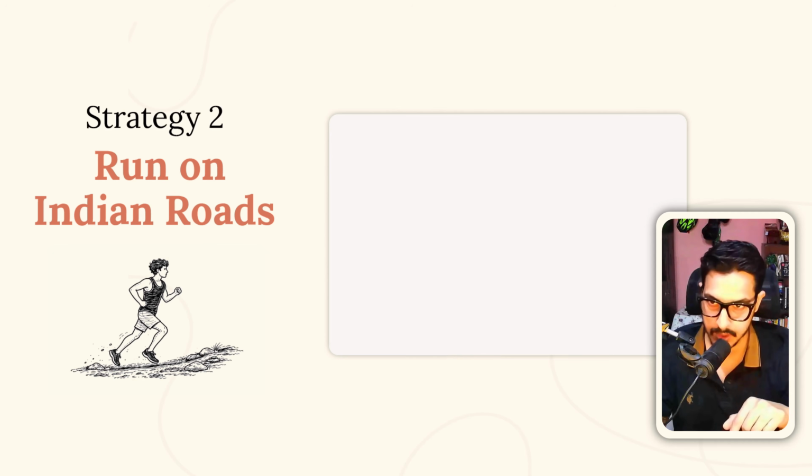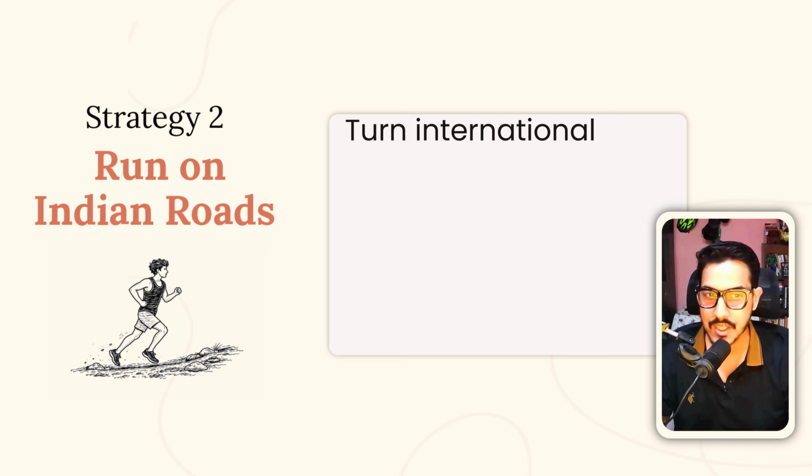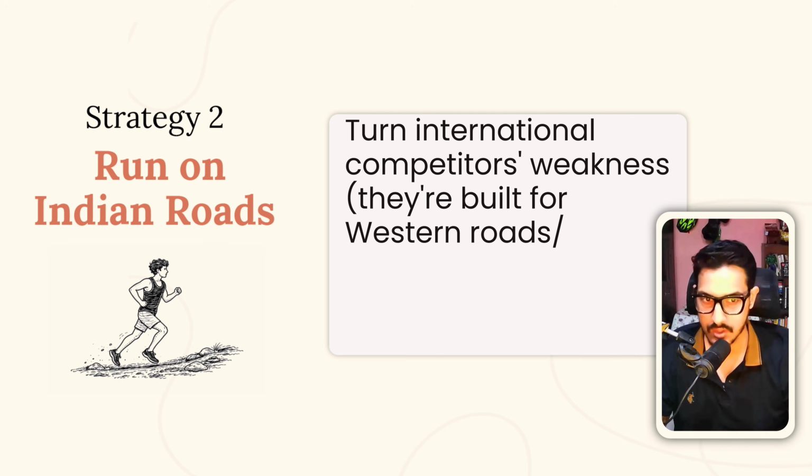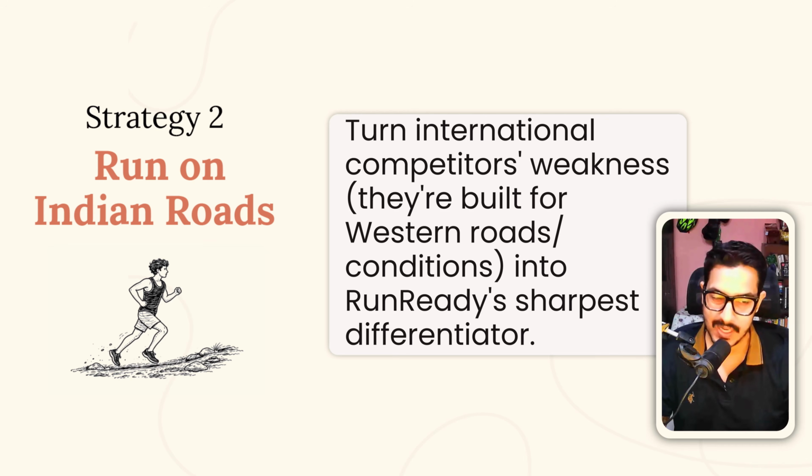Second, I said there's international competition. If we make a content pillar called Run on Indian Roads, and this is what Claude Skills suggested to me, by the way. So, turn international competitors' weakness, they're built for Western roads, into Run Ready's sharpest differentiator. When we say there's a foreign car or an imported car and it's not good for Indian roads because the ground clearance is not enough and there are a lot of potholes, we say it's not good for Indian roads. Similarly, shoes great for Indian roads or Indian terrain. That's a great growth strategy or a content pillar.